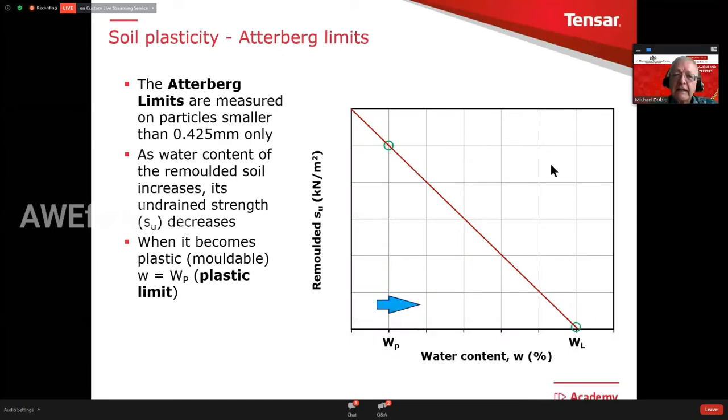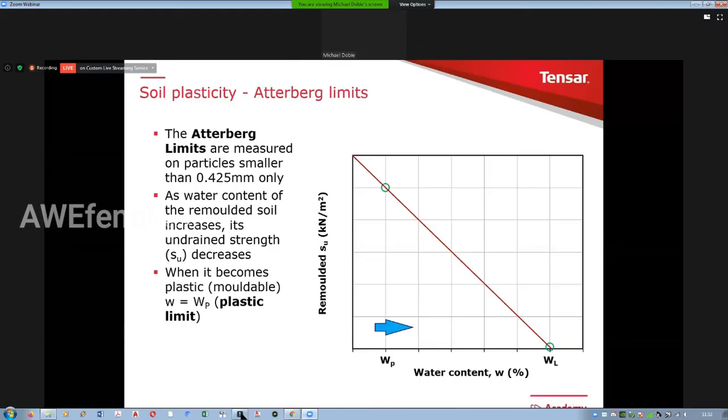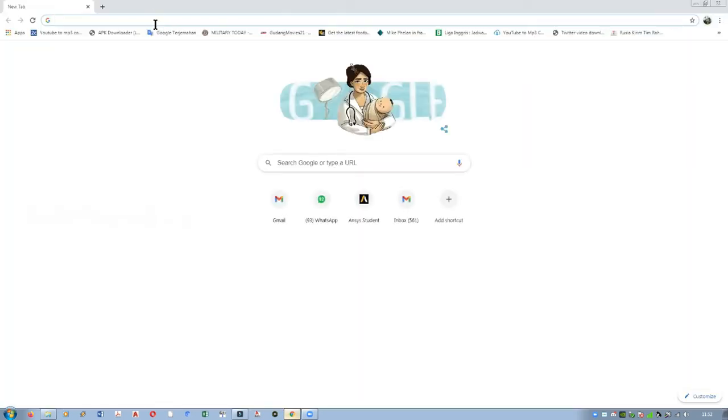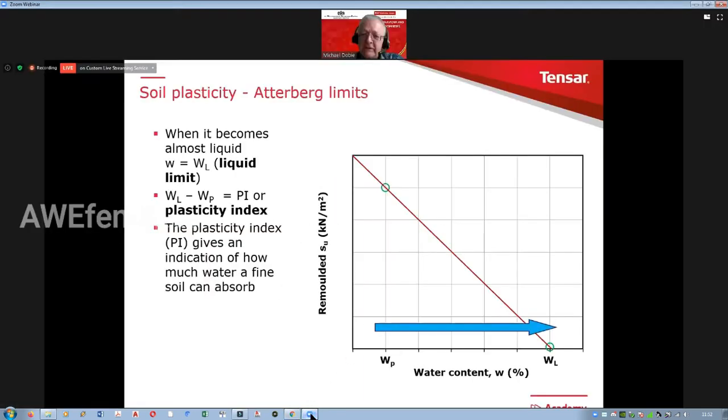Now, one way we look at these clay minerals is to measure the Atterberg limits. And the Atterberg limits, as I mentioned earlier on, are carried out on the particles smaller than 0.425 millimeters. So if we have a graph like this, where the horizontal axis is the water content and the vertical one is the remolded strength of the soil that you've got in your hand, if you have a low water content, it'll feel quite stiff, but you can still mold it, and that would be something close to the plastic limit. But as you add more and more water to your sample, it becomes softer and softer until it essentially becomes almost a liquid, and we call that the liquid limit.